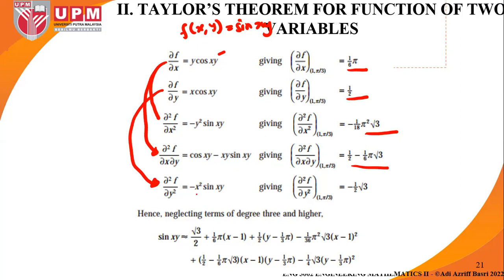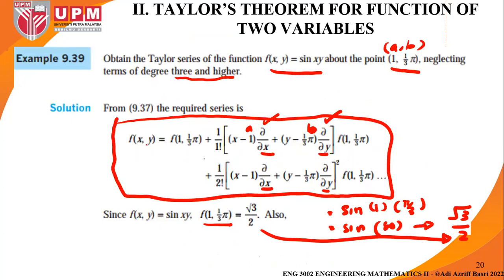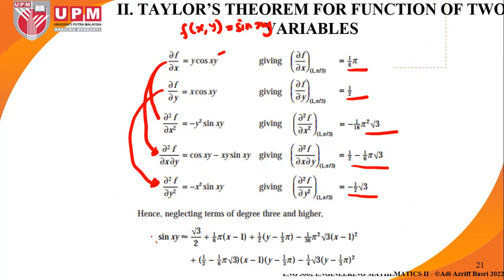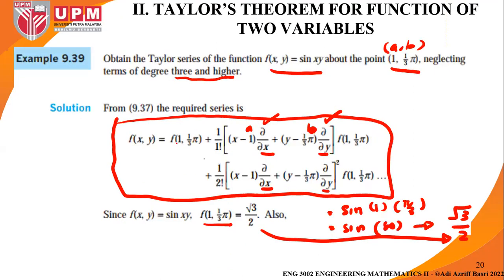So you will get negative sine square sine xy. Then you include 1 and pi over 3, and you will get negative 1 over 2 times square root of 3. Okay, once you have these things, you need to include everything in the Taylor series, the previous Taylor series. So f of xy, in this case, is sine xy, so we are putting sine xy here. Sine xy approximates the first function, which is f at 1 and pi over 3. So we already have f at 1 and pi over 3 is square root of 3 divided by 2.